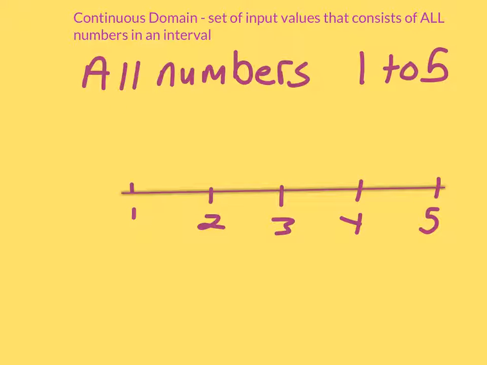So instead of just 1 and then skipping to 2, then to 3, then to 4, and to 5, we include all of the numbers. So this is going to include numbers like 1.5, 2.5, 3.14. Basically, if it falls anywhere on this number line, it's going to be included. When that happens, you have a continuous domain.